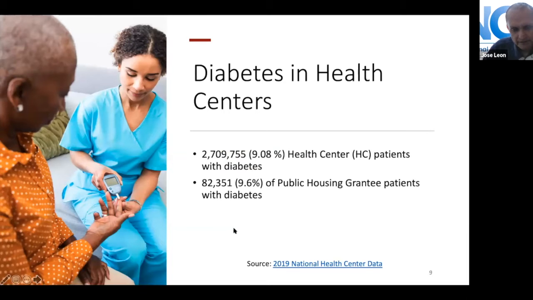Why is it important to discuss diabetes in health centers? HRSA established diabetes as a priority a few years ago, and in 2019, based on 2019 UDS data, over 2.7 million patients are patients with diabetes, and this is for all health centers. And in public housing, 9.6% of public housing grantee patients have diabetes.